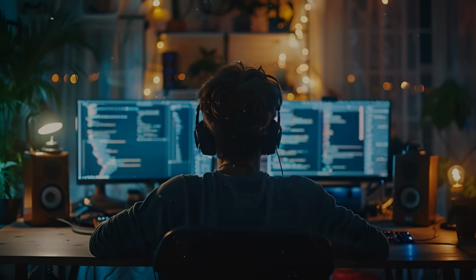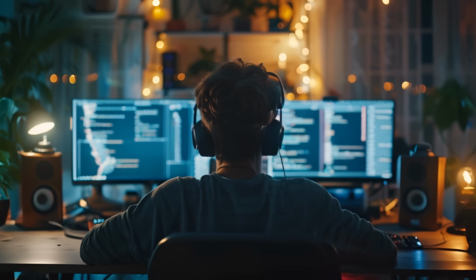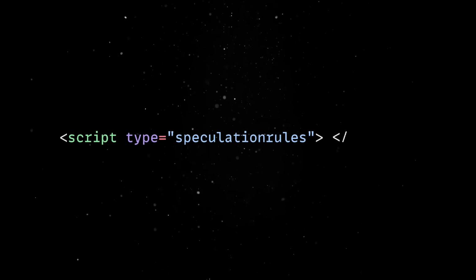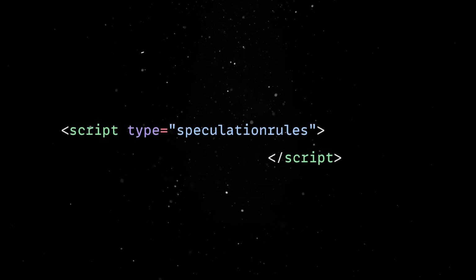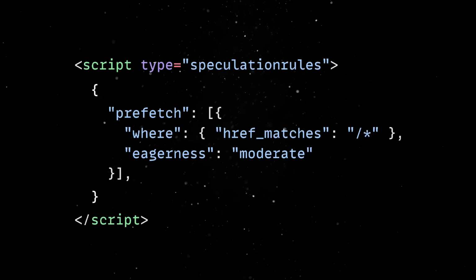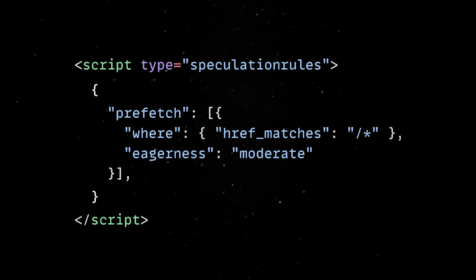There are some really interesting new web concepts that make all this possible, so let's not waste any more time and look at an example. We'll start by defining a speculation rules script element, which accepts in its body a JSON structure that determines what resources should be prefetched or pre-rendered by the browser.